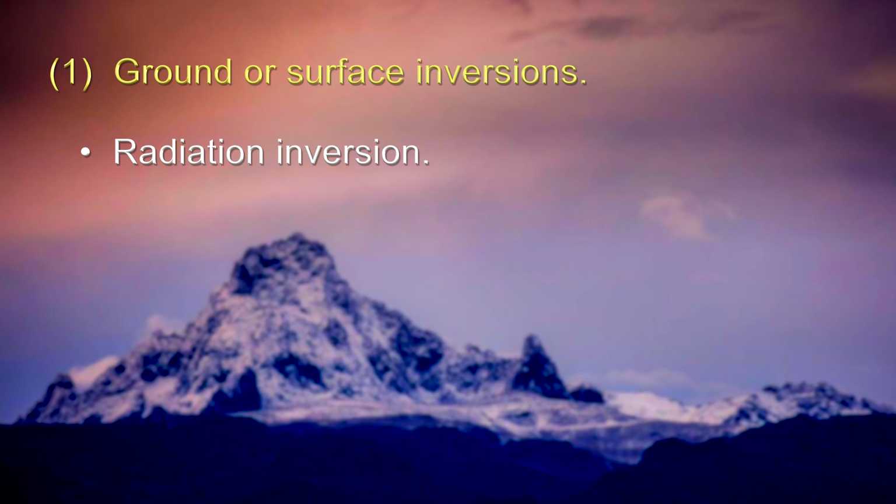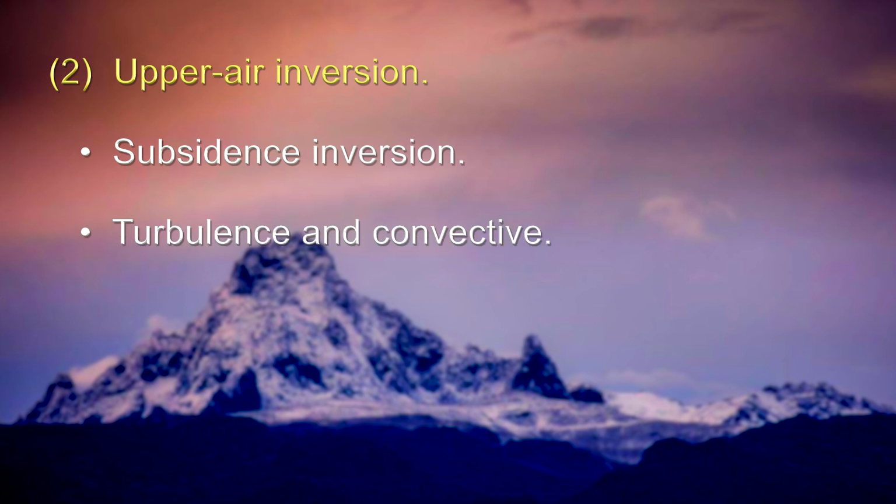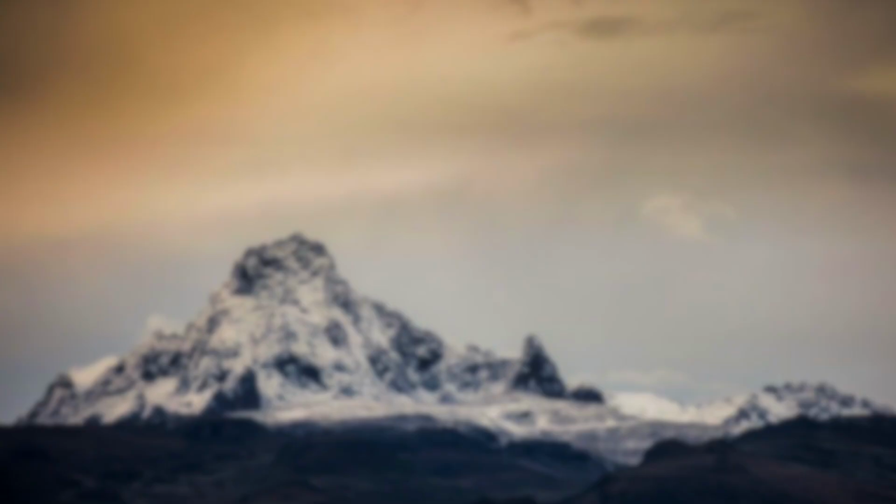According to the processes that cause them and the relative heights from the Earth's surface at which they develop, temperature inversions may be classified into the following types: ground or surface inversion, radiation inversion, and advection inversion. Next, the upper air inversions: subsidence inversion, turbulence and convective inversions, or the frontal inversions.